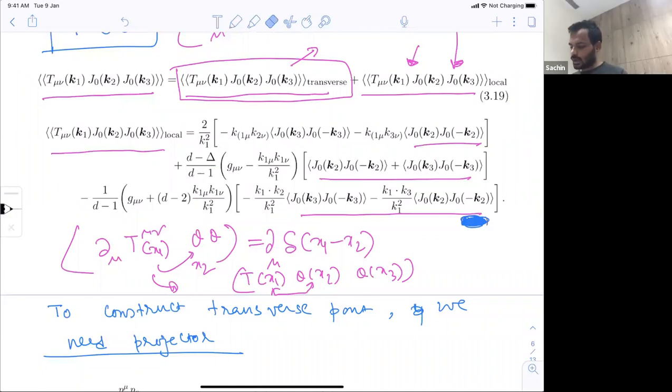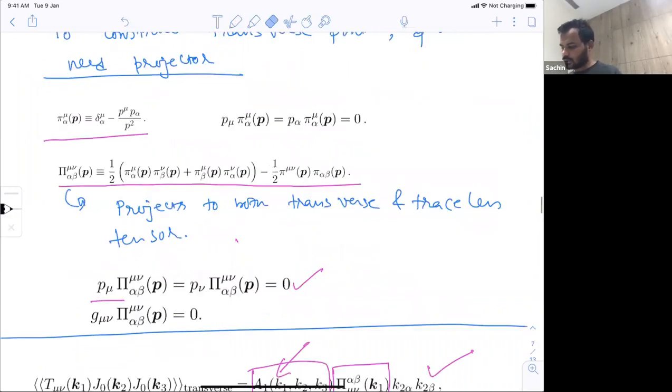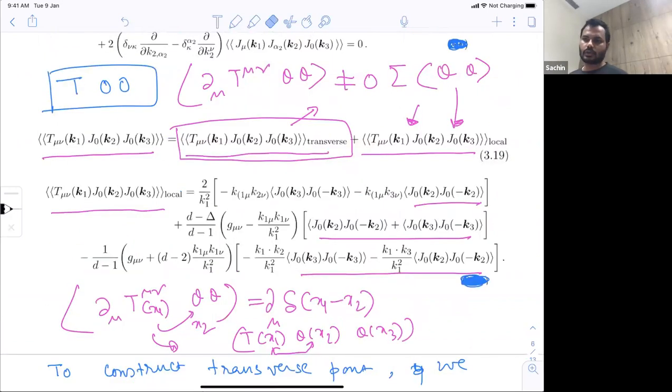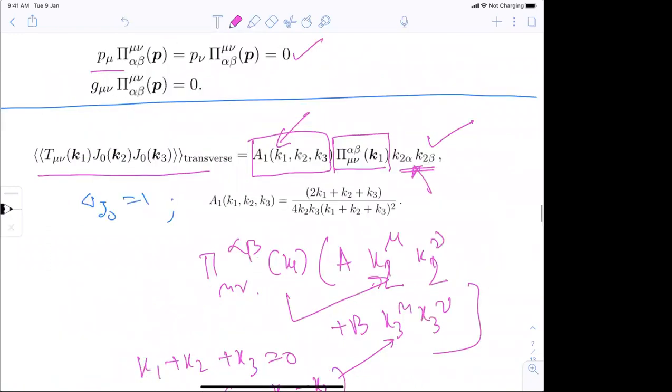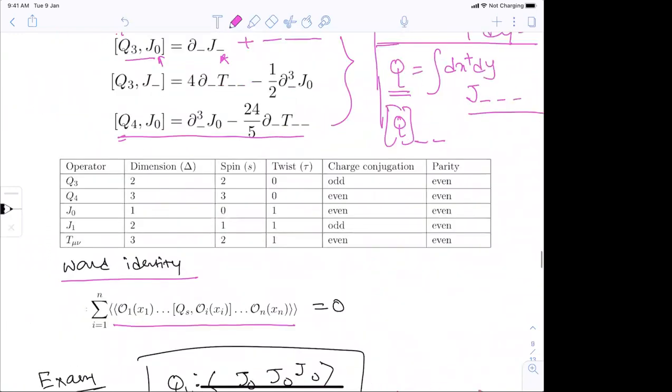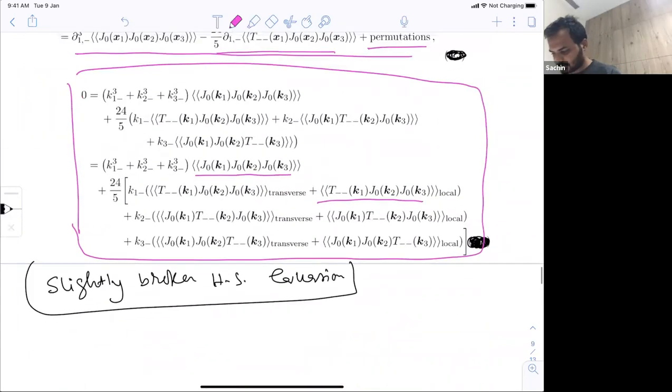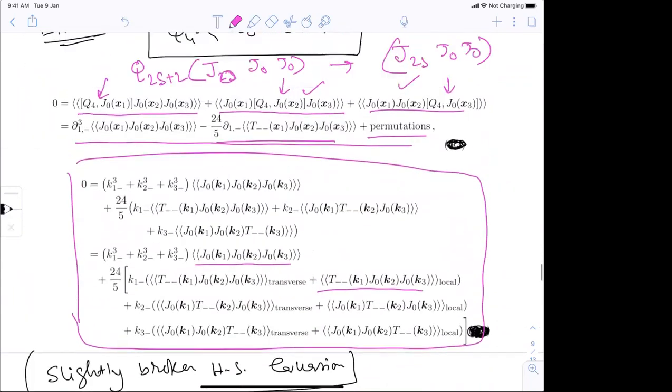Yeah, that is the terminology that we'll be using. This local piece is the longitudinal piece, which comes due to del mu T minus when it acts on either of these operators, okay? Yeah. But in the higher spin context, is there some similar thing? Like when you have Q instead of this T, some higher spin current, is there some natural way to separate this? Do you also have a similar separation between what you call transverse and longitudinal?